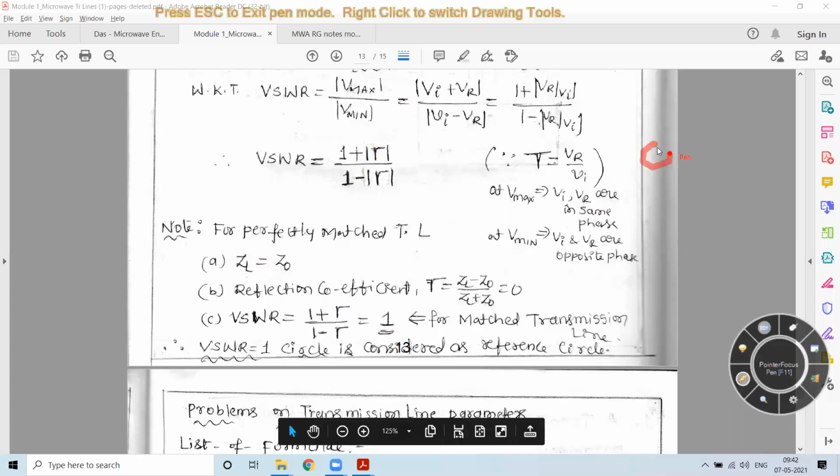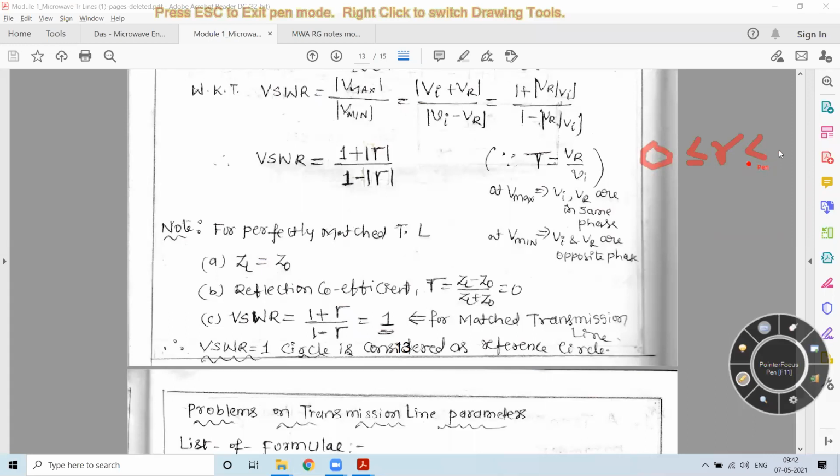Remember, 0 less than or equal to rho, that is the reflection coefficient, less than or equal to 1. VSWR is in the range of 1 less than or equal to VSWR less than infinity. So this is the range of the voltage standing wave ratio.